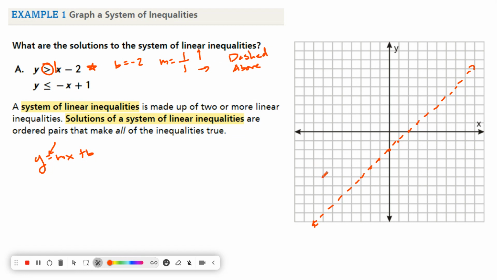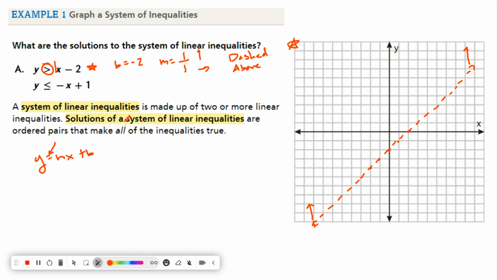Here's what I do when it comes to shading in these systems. I don't shade right away. I do this arrow thing that I'm going to show you right now. I go to the end of my line, and greater than means above, so I draw an arrow up here and an arrow up here. So I know that the shading is going to be on this side of the line. I'll put a star right over here.